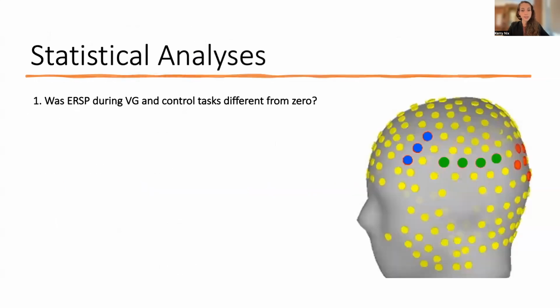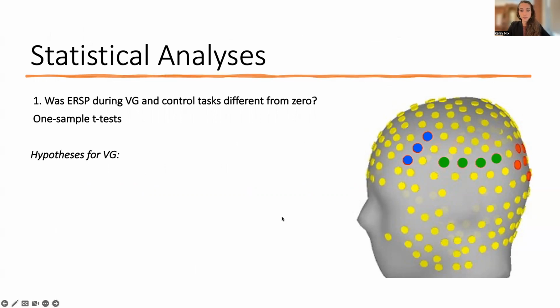We first assessed if the ERSP during verb generation differed significantly from 0 in any ROI or frequency band using 1 sample t-tests. We used Bonferroni correction to account for the 4 frequency bands tested, so our significance threshold was P less than 0.0125.